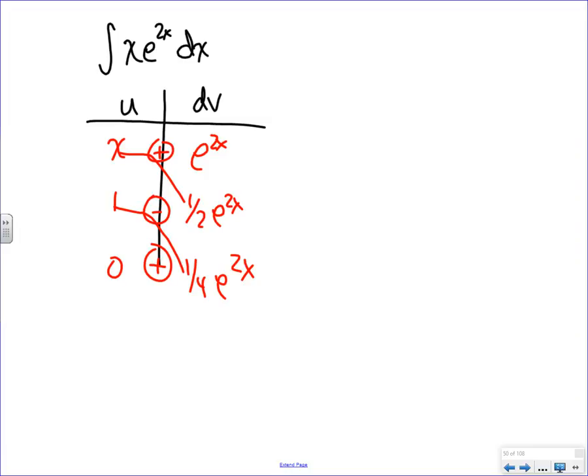I call it Lucky 7 and I do it the other way, because sometimes in the AP you do need to know the formula, u times v minus the integral of v du, because they don't always give you the function.